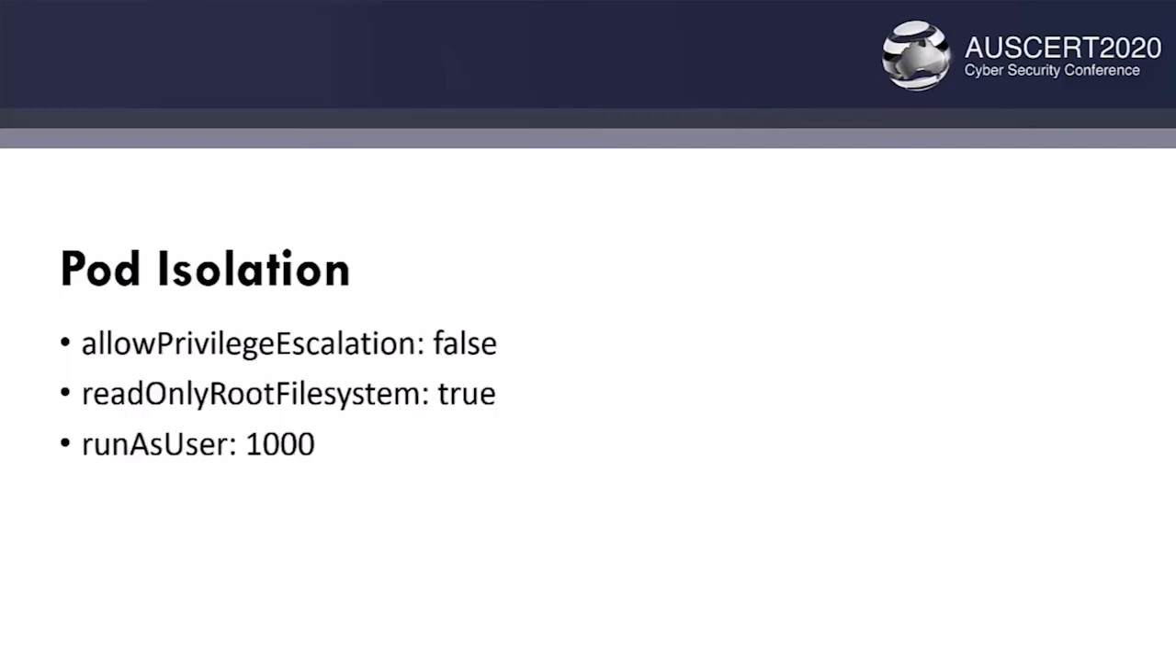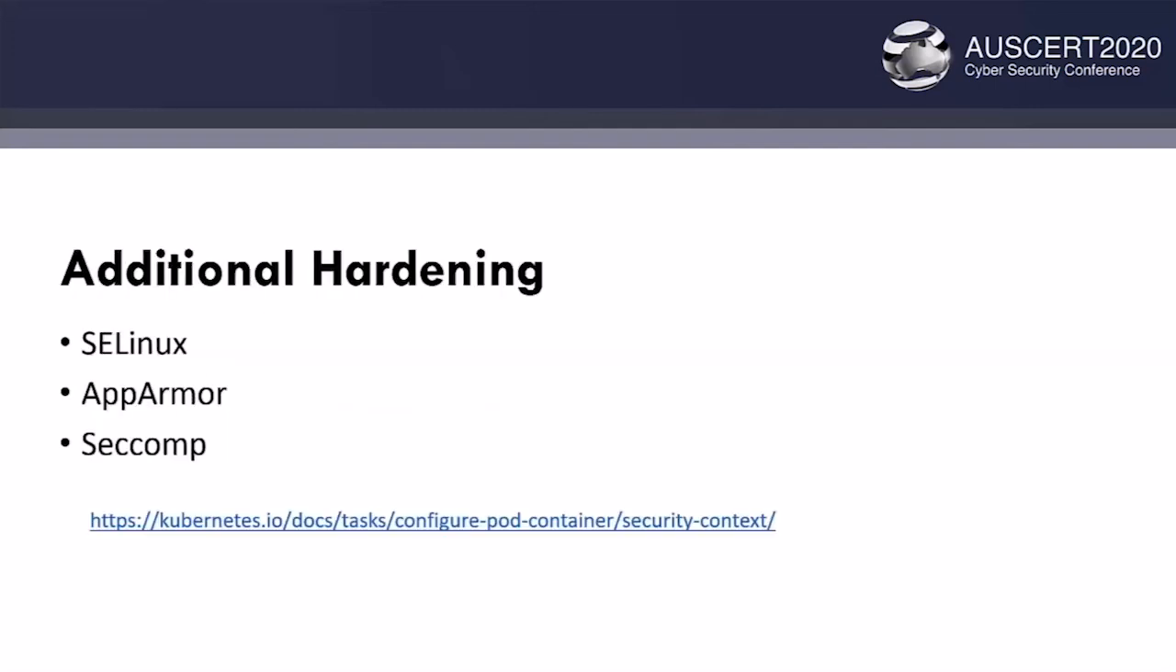Allow privilege escalation will prevent changing the effective user ID. This will break any SUID binaries. So if you have a container that needs to run SUID binaries, be careful with that. Read-only file system will mount the container file system as read-only, which will prevent the attacker from uploading tools, as we saw in the demo. Run as can let you run the container as a non-root user.